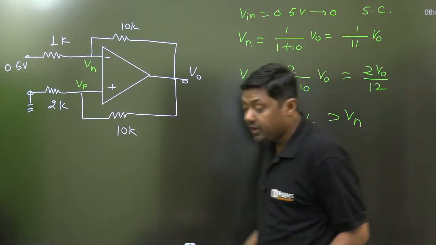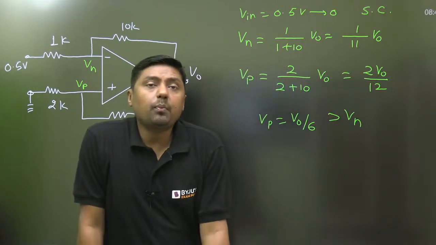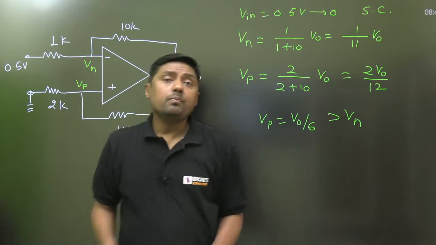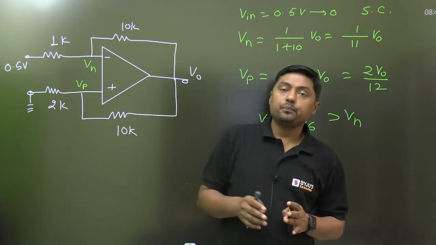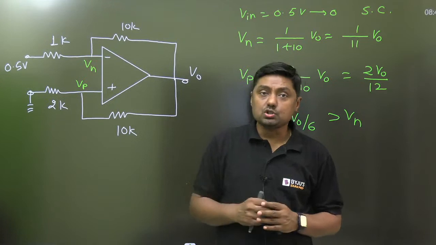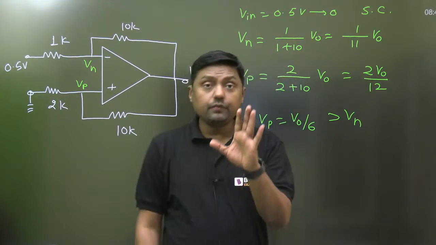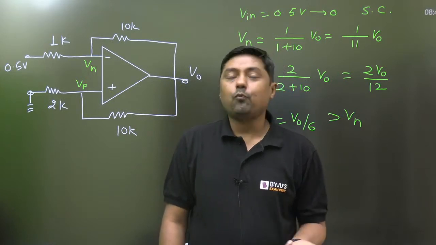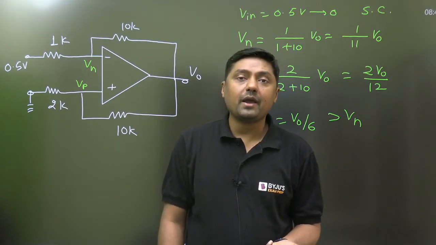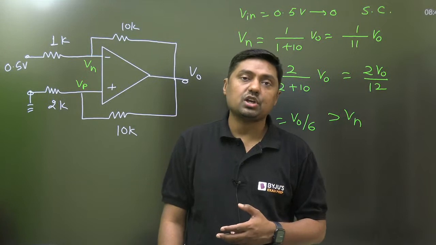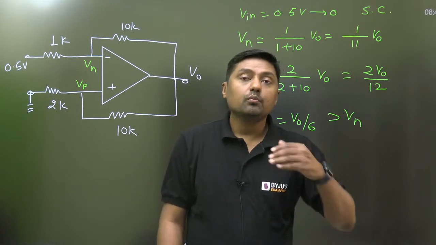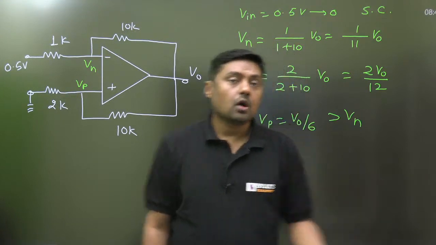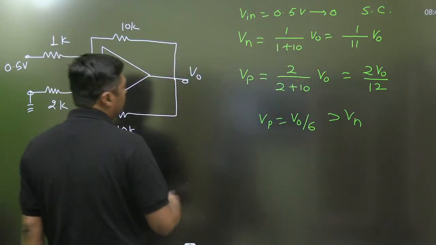Which feedback is dominant? Everyone tell me. In the particular diagram, which feedback is dominant? Positive feedback is dominant. If positive feedback is dominant, why are we not using positive feedback during amplification or in a control system? Because the op-amp will enter into saturation. Directly it will enter into saturation.